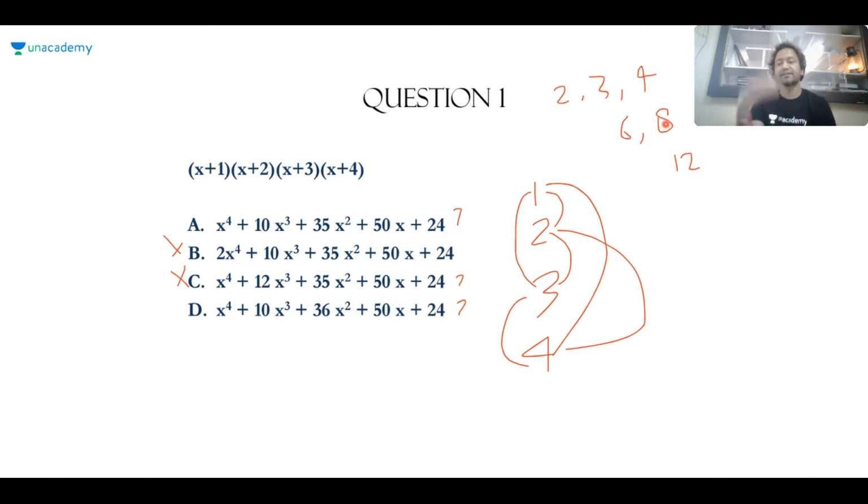That makes it 12. Now let us count. 1, 2, 3, 4, 5, and 6. So there are six different ways of selecting. We need to add everything. 2 plus 3 plus 4 plus 6 plus 8 plus 12. So how much will it be? 2 plus 3, 5 plus 4, 9 plus 6, 15 plus 8, 23 plus 12 is 35. So we get 35 over here. D cannot be the option because in D it's written 36.